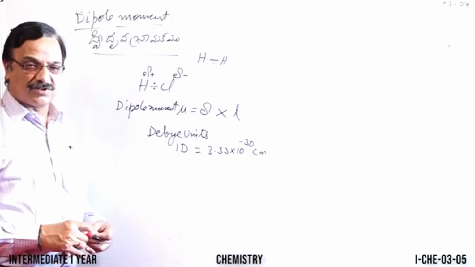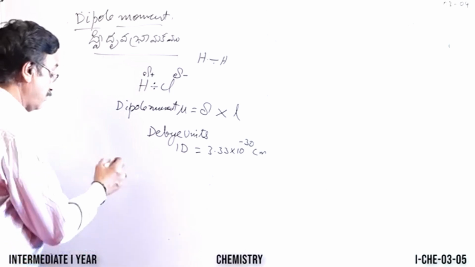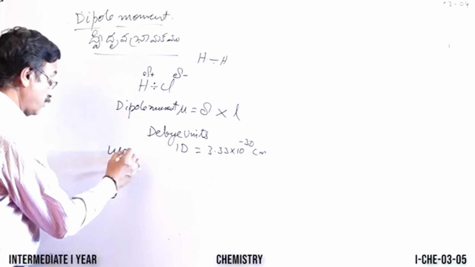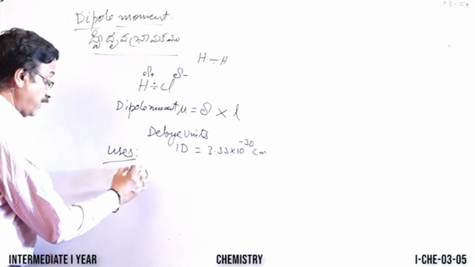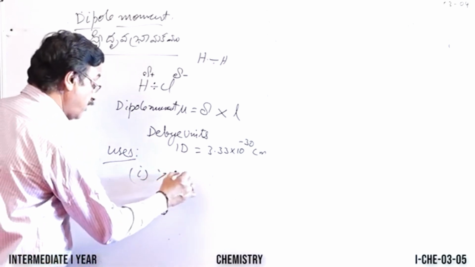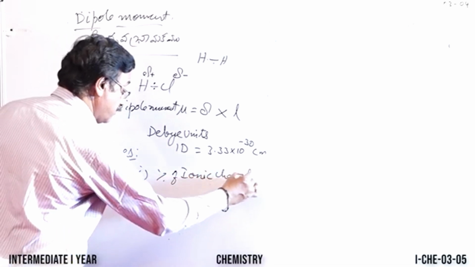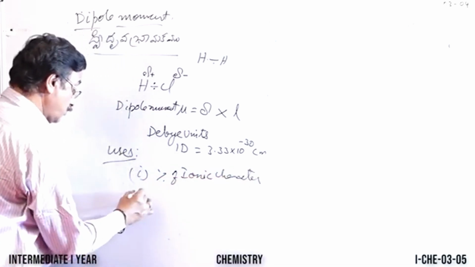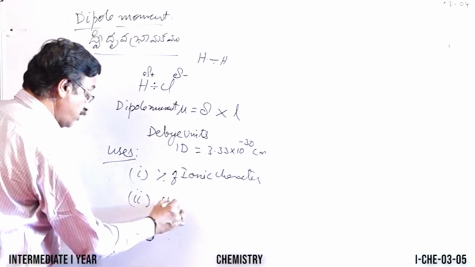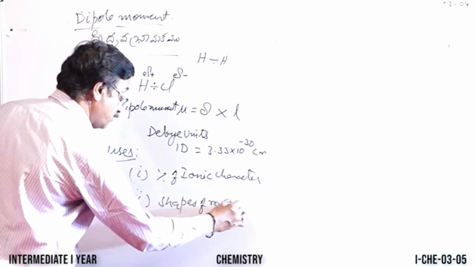There are a number of applications of the dipole moment. One, we can calculate the percentage of ionic character. Two, shapes of molecules.